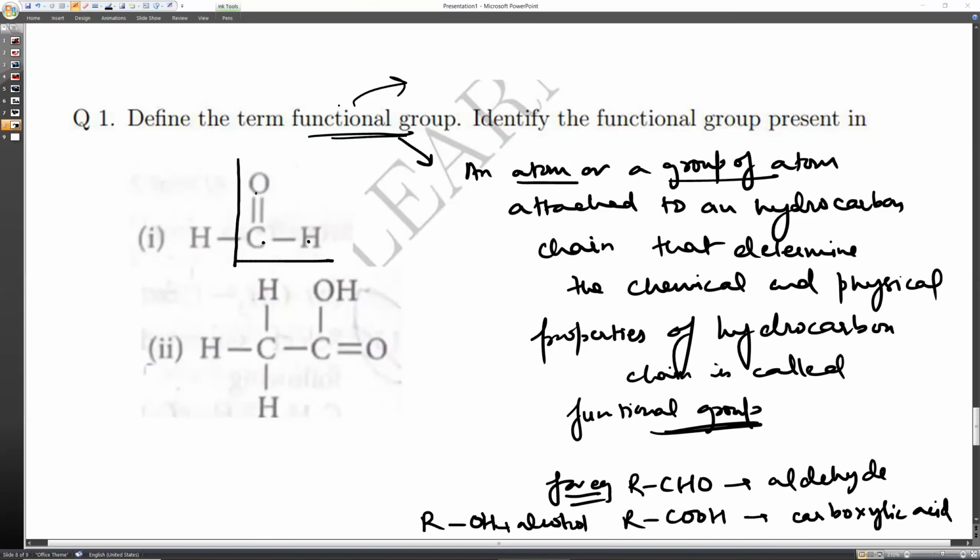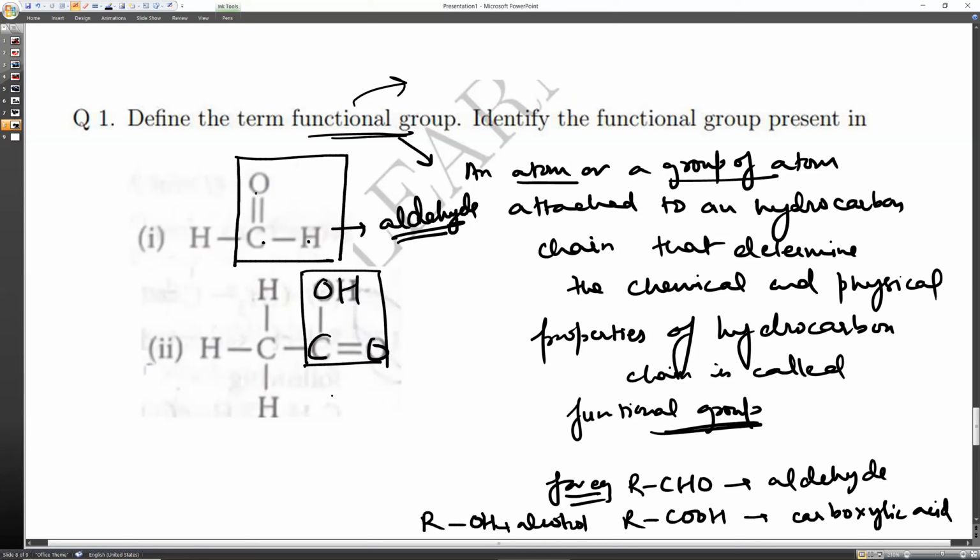Okay. Are you getting it, Adil? Yes. So this is CHO. Okay, so this is an aldehyde. And this one, which functional group is in this one? Alcohol. No, it is carboxylic acid, COOH. So this is carboxylic acid. Got it? Understood?